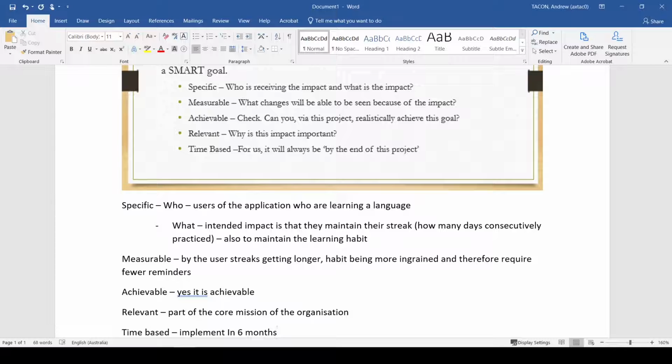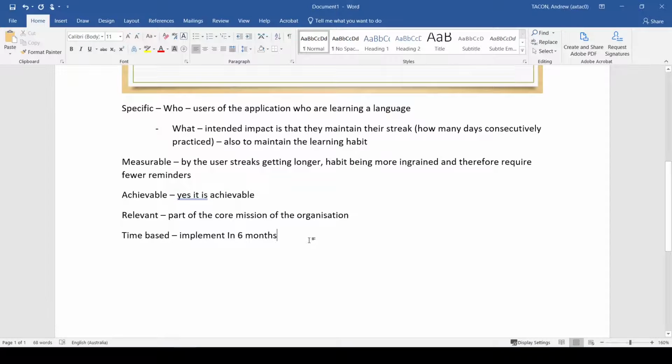So now we've got this. This is how we've gone through our specific, measurable, achievable, and relevant and time-based features of a SMART goal. So we can write this as an actual SMART goal now. We can put the pieces together. So within 6 months, you don't have to actually write them in the same order as long as all the pieces are there. Within 6 months, the project aims to increase the average length of a user's streak.